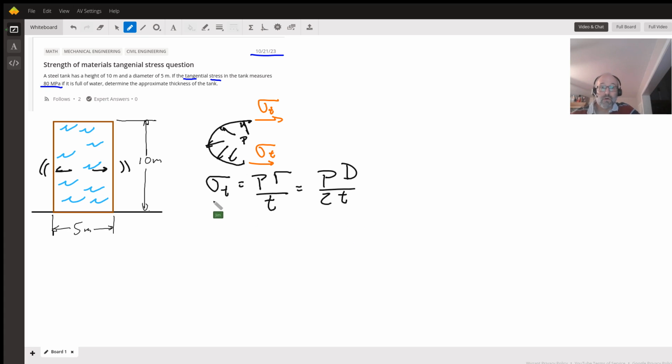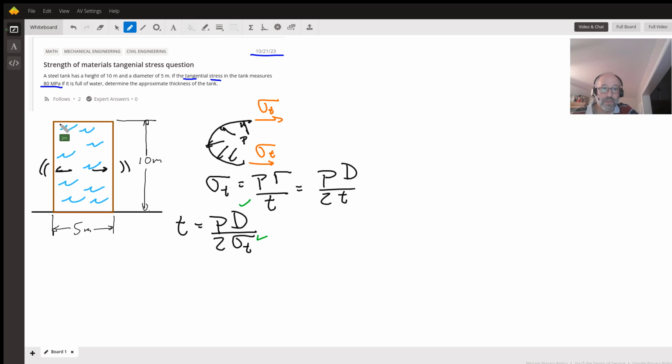And so we can solve this equation for the thickness of the tank if we knew the pressure, the diameter, and the hoop stress or tangential stress. We can figure out what the thickness of the tank should be. Well, the problem gave us the diameter. It gave us a measured tangential stress. It did not give us the pressure, okay? But it told us what the material inside the tank was, and it is water.